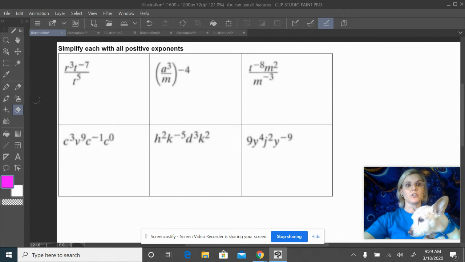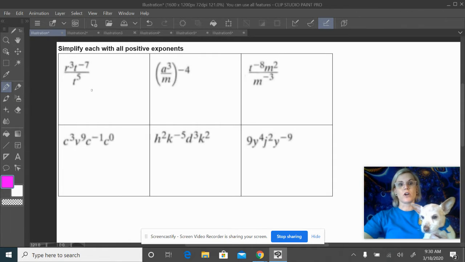We're going to go over your Chapter 8 test. We're going to start with the problems from 8.1 to 8.5, which is simplifying with exponents. We want to make sure that all the exponents are positive. So for this one, anytime I see a negative exponent, I'm going to make sure to stick it on the bottom.